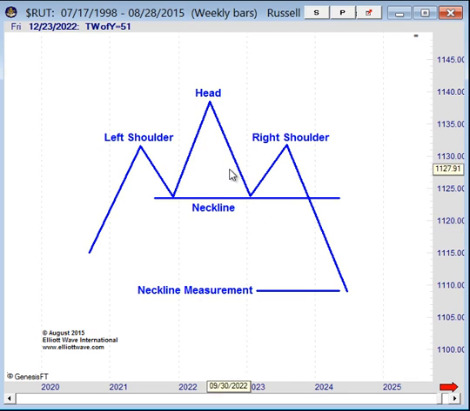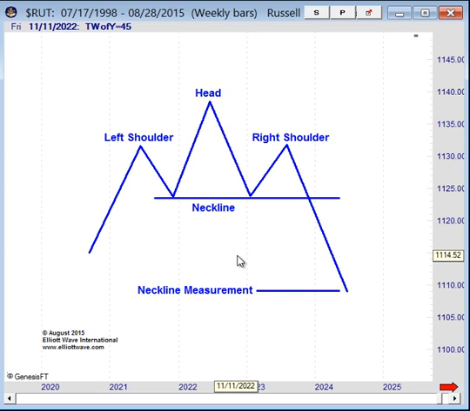Now, there's one more thing to remember about the head and shoulders formation: the larger the time frame, the more significant. If you see a head and shoulders formation on the weekly chart level, it's going to be much more significant than a head and shoulders formation on a daily chart or on an intraday basis. That's another aspect of this pattern that I like, that you can also look for this pattern on intraday price charts.